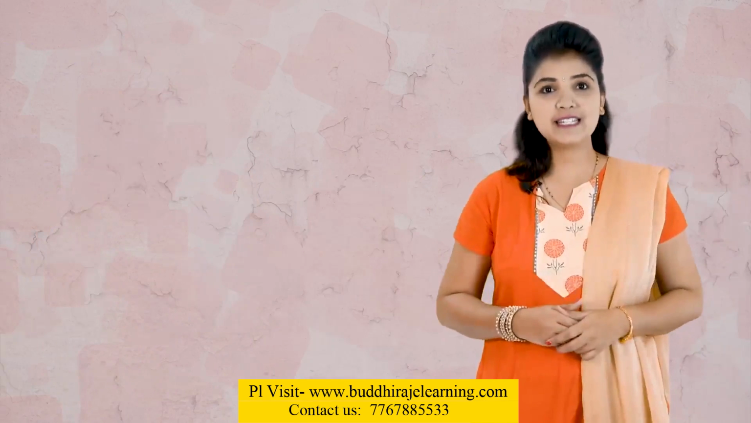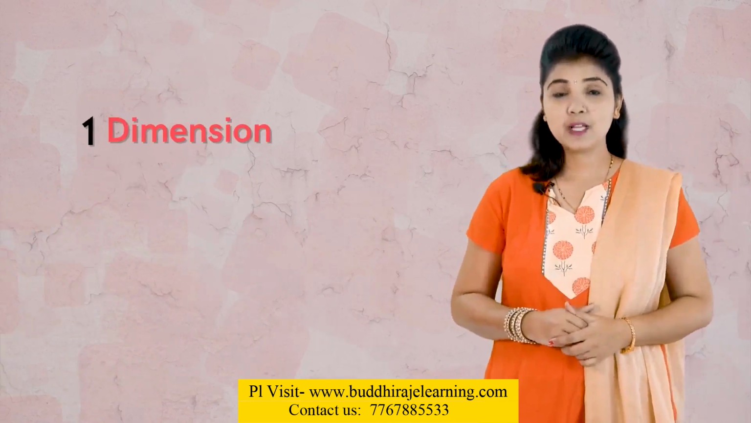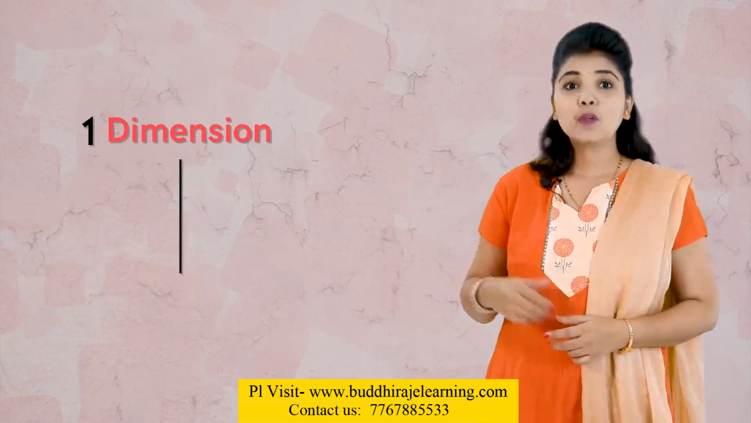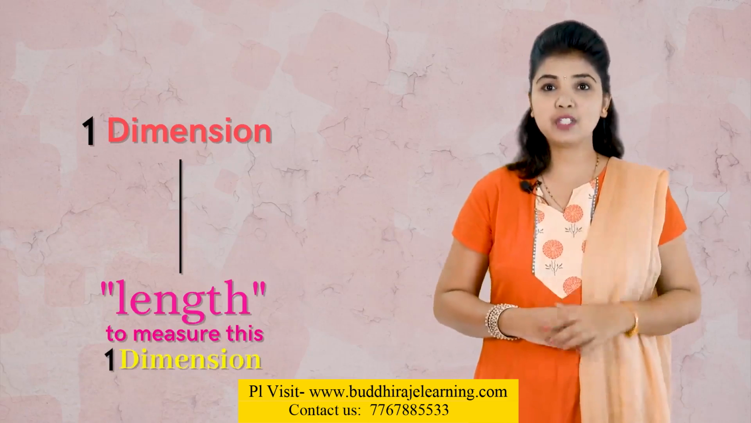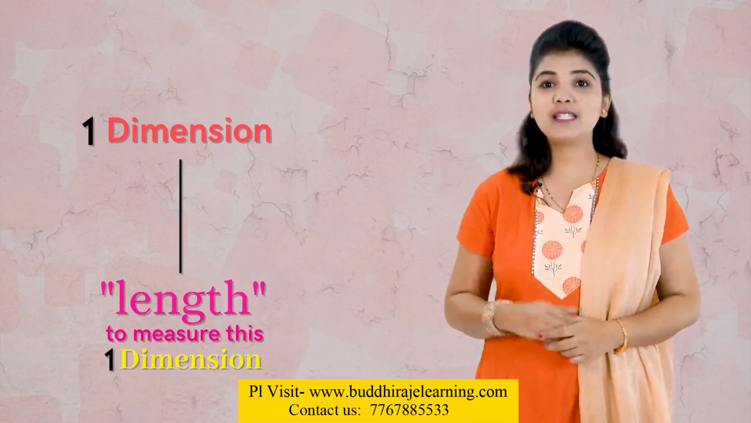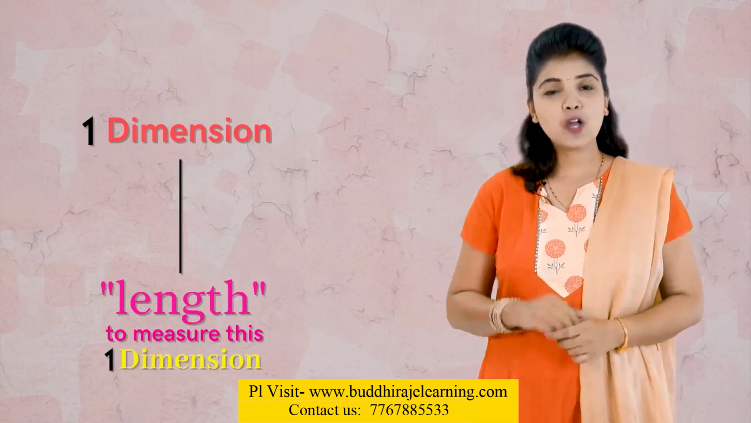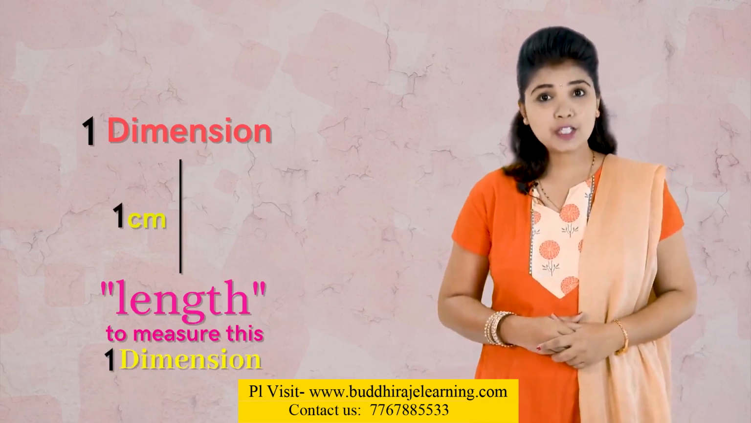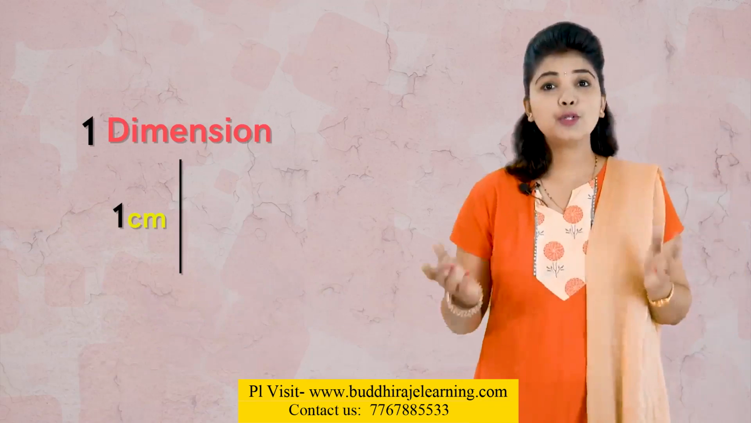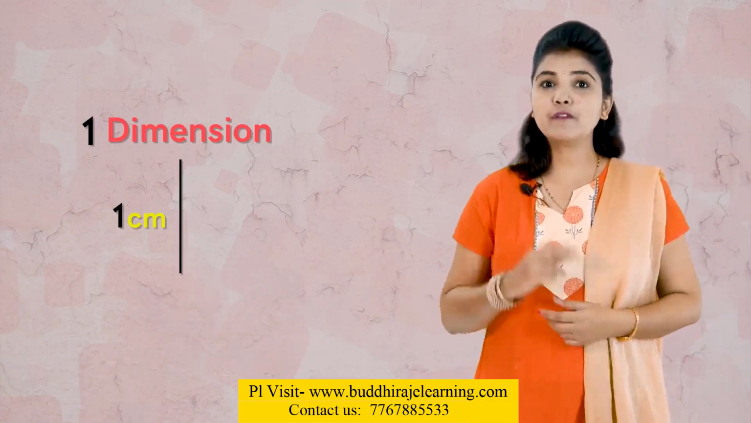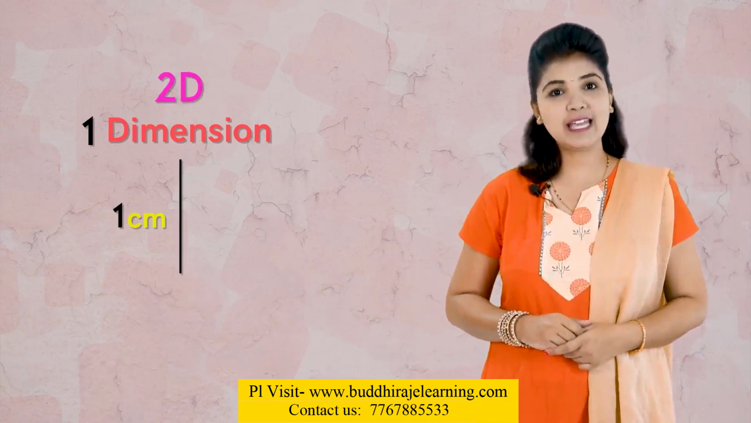Let us first understand the one dimension, such as a line. We use a dimension called length to measure this one dimension. Now, if we measure this line, then its length is 1 centimeter. Centimeter is the unit of measuring the length. Do you remember the concept of two dimensions in the chapter area?